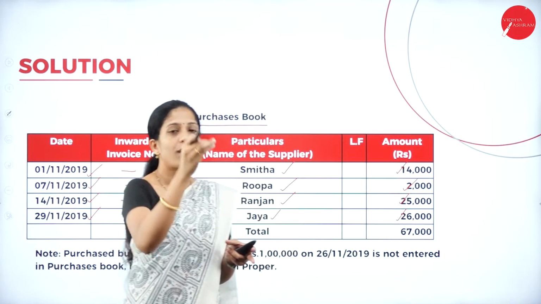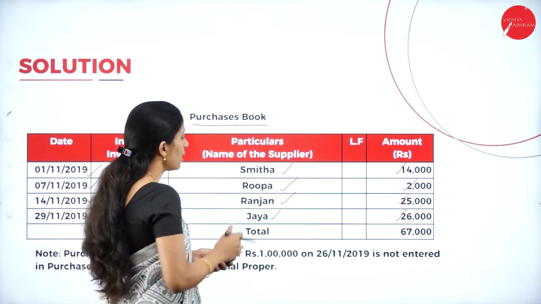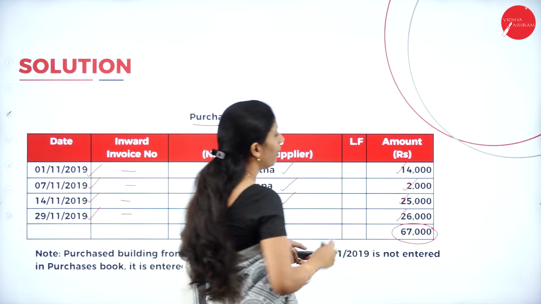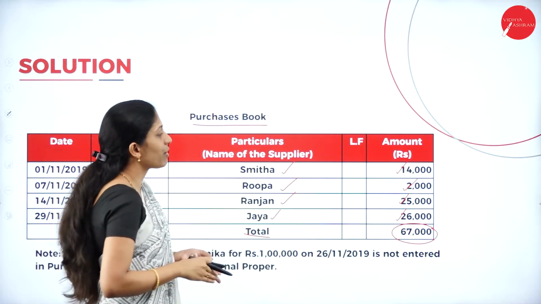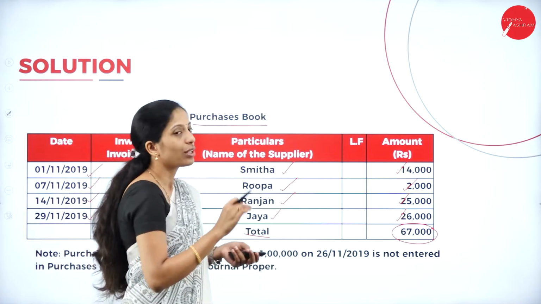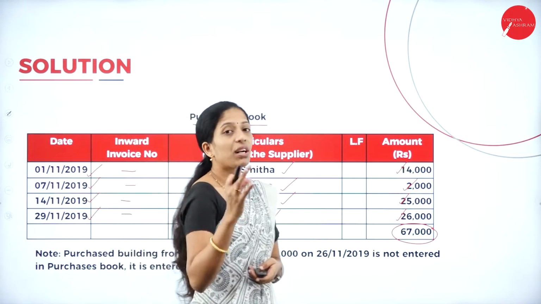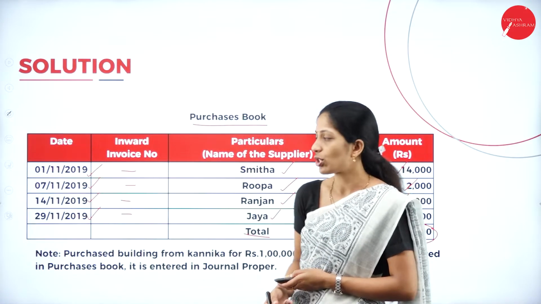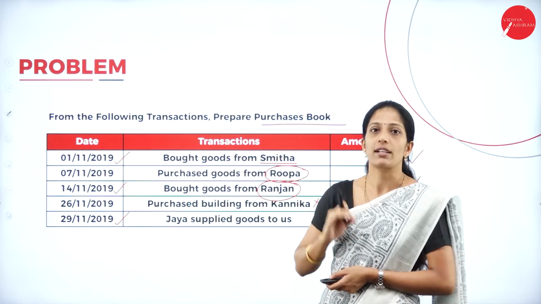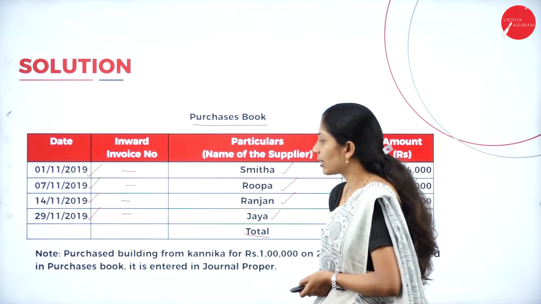Now what you have to do? You have to total all the amount. So when you total, you'll get 67,000. That is total of 14,000 plus 2,000 plus 25,000 and 26,000. So total you'll get 67,000. But we have not recorded one transaction here, which took place on 26, for which we have to write a note. So how do you write a note?